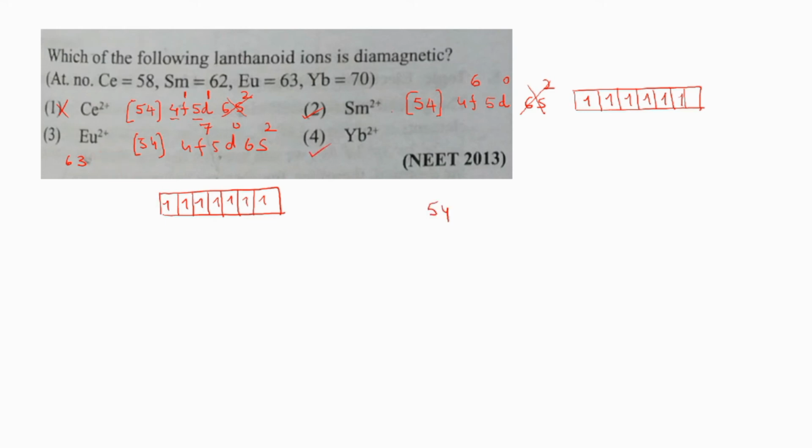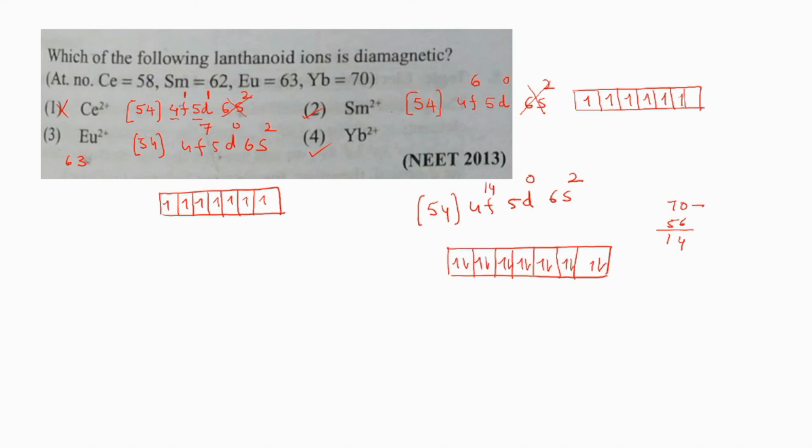So what about ytterbium? 54 we will write. 4f will be there, 5d will be there and 6s also will be present. So in 6s subshell 2 electrons will be present. In D 0 electrons. And what about F? 70 minus 56, 14 electrons will be present and all of them will be paired. So due to that ytterbium 2 plus will be diamagnetic. That is the answer. Got it?